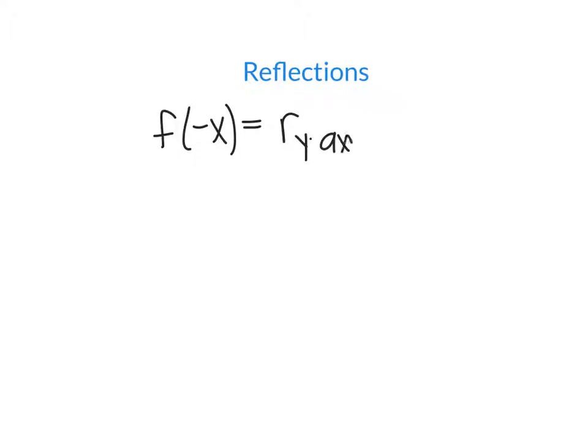I'm just going to use the shorthand geometry notation here. If you are negating the function itself, which would really mean you're negating the y values, this would result in a reflection over the x-axis. So really, whichever variable you're negating, you're going to end up reflecting over the opposite axis.